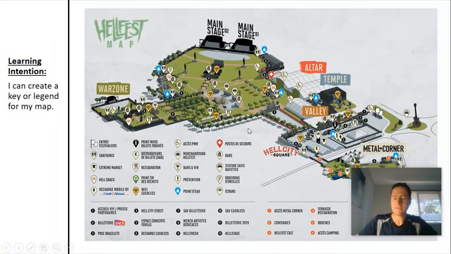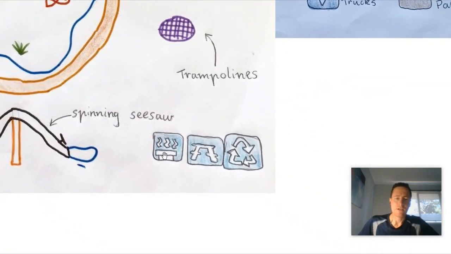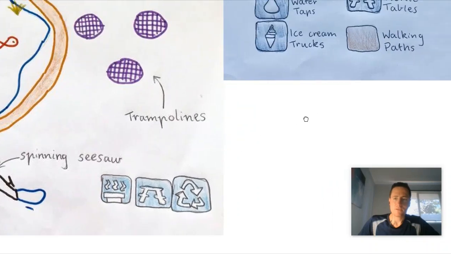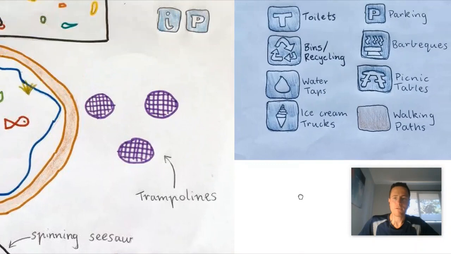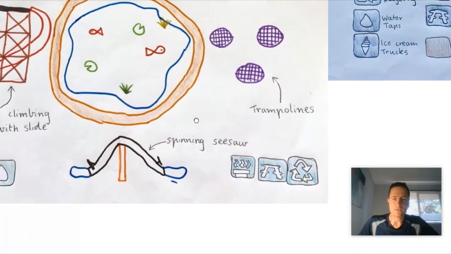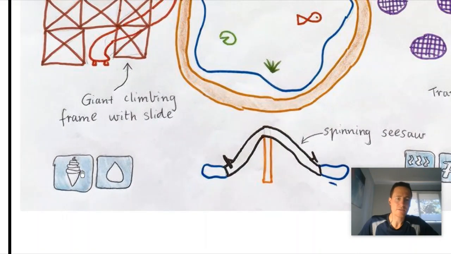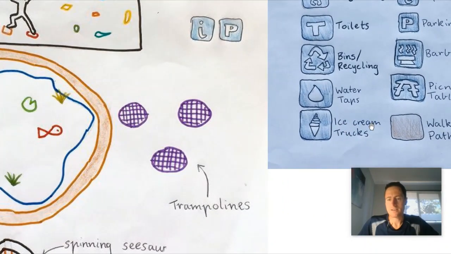So your task today is to create a legend or a key for your dream playground that you made yesterday. So I've got these three symbols in the corner here on my playground because I want there to be some barbecues, some picnic tables, and also some rubbish bins and recycling on that part of my map. You can have a little bit of fun with it too. I've put this ice cream symbol over here because in my playground, I think it's important that there's some ice cream trucks there.